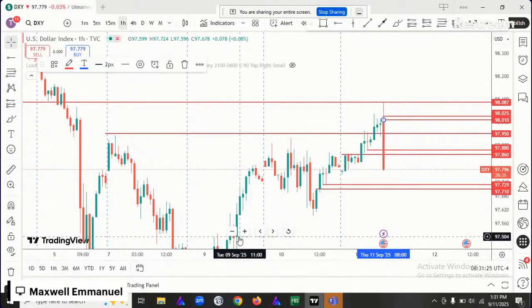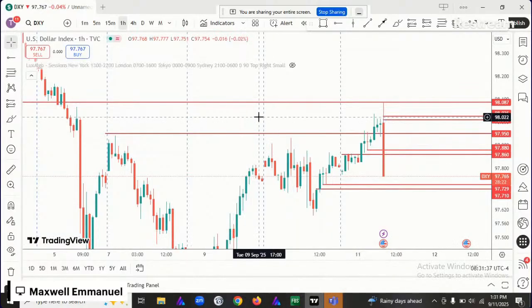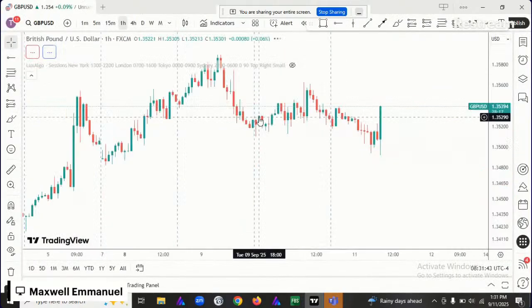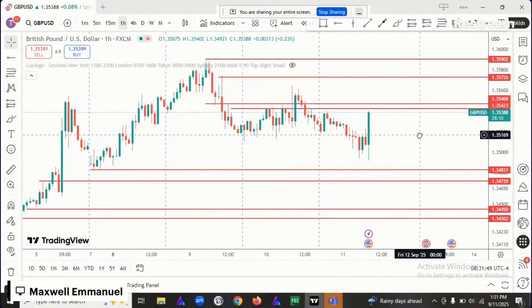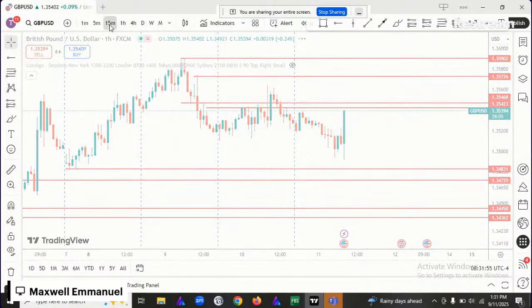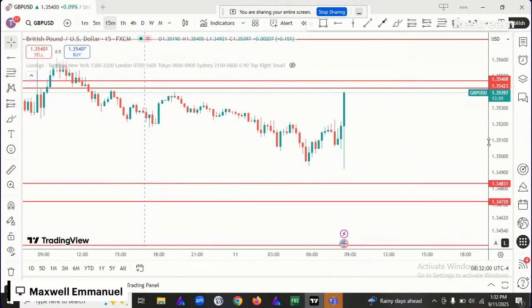Just be patient. Don't rush in. Wow, this move is massive. Let's see GBP USD. GBP USD is buying now.